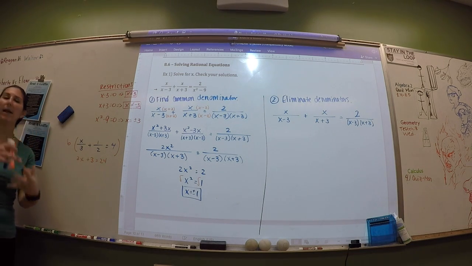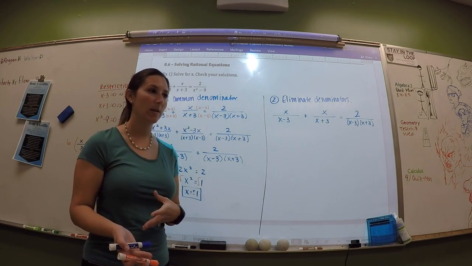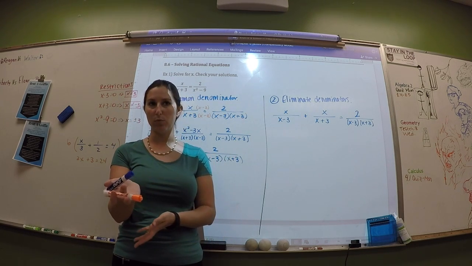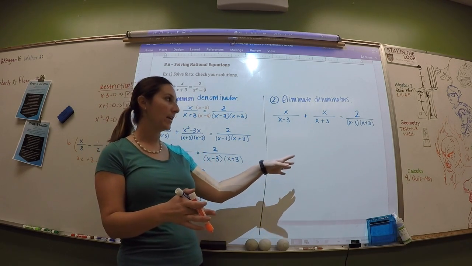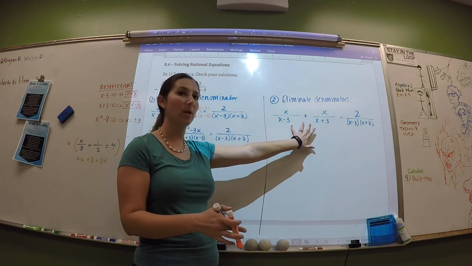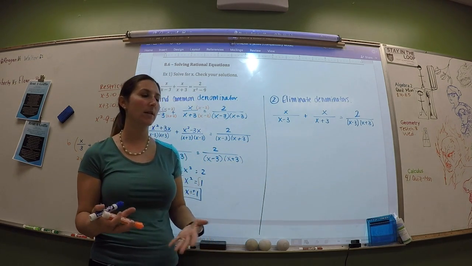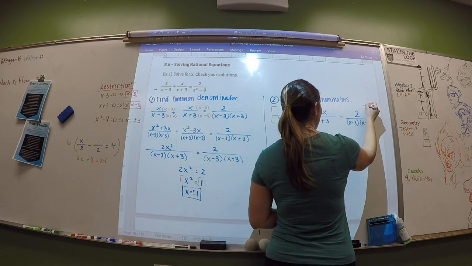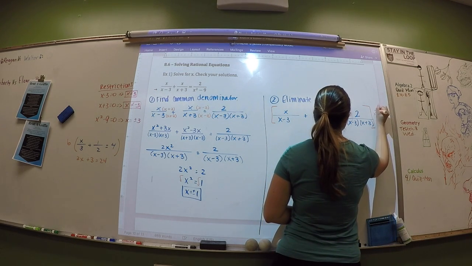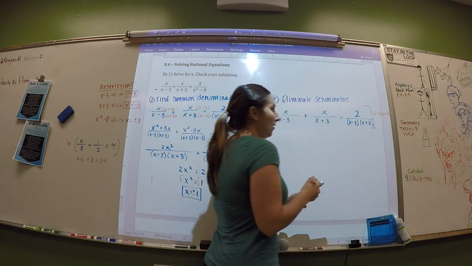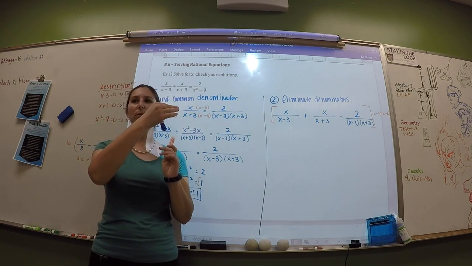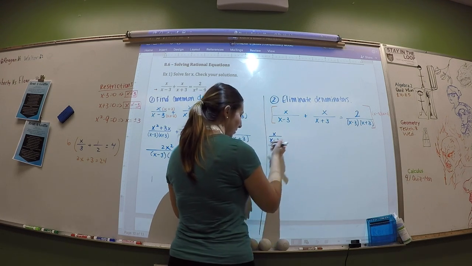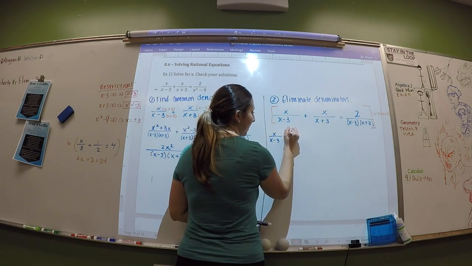So you're multiplying by what would have been the common denominator, also known as the least common multiple, the smallest thing that your denominators will go into. In this case, it would have been x minus 3, x plus 3. So you would take this entire equation and multiply it by x minus 3, x plus 3. Now, I'm going to show you what this would look like with each individual fraction. So you would have x over x minus 3, and you would be multiplying that by x minus 3, x plus 3.